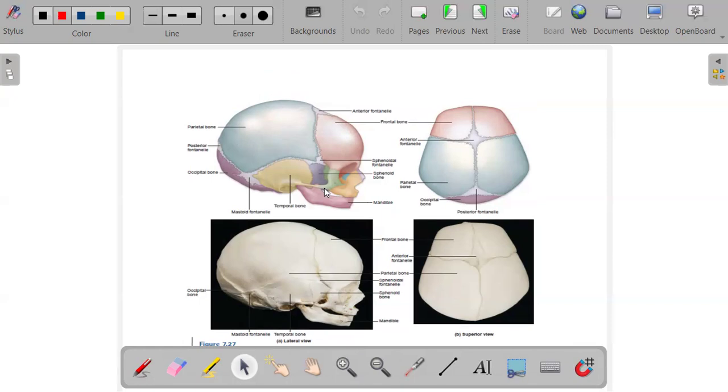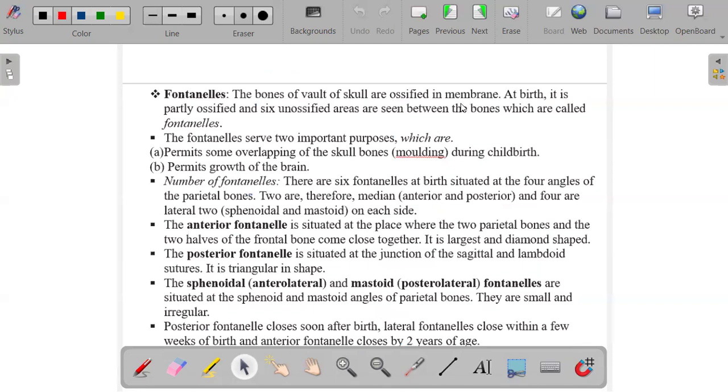Depending on the fontanelle that you are looking at, each fontanelle closes at a specific time during child development. The posterior fontanelle closes soon after birth. Then the lateral fontanelles close within a few weeks of birth, while the anterior fontanelle will close by the age of 2 years in a child.